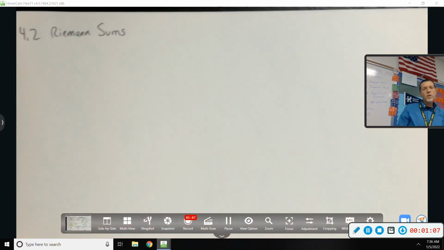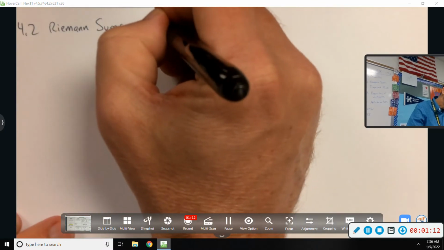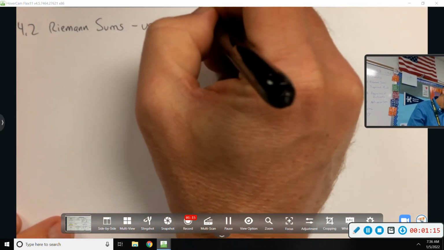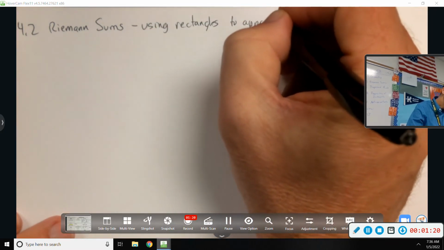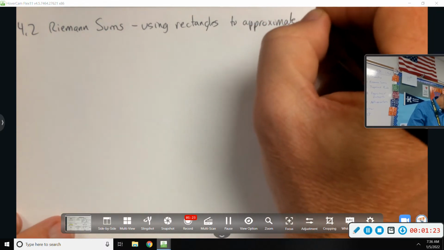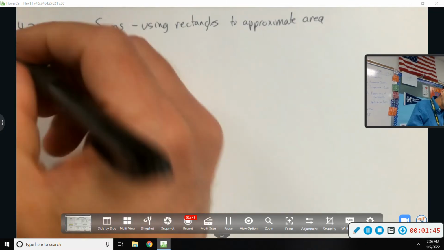So today is Riemann Sums: using rectangles to approximate area. And again, this is exactly what we did day one in here when you took the toilet paper and measured the area of those yellow curves. You were doing Riemann sums. You didn't know it at the time, but that's exactly what a Riemann sum is: use rectangles to approximate an area.